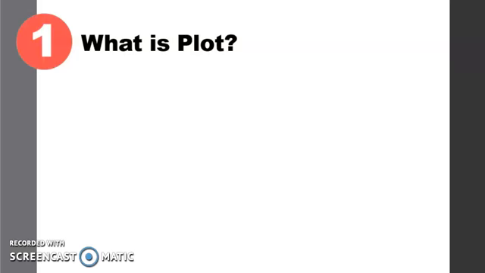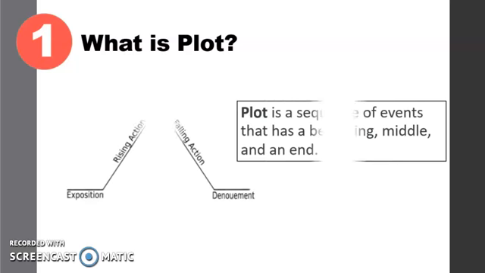So, let us answer the first question. What is plot? You have learned in your creative writing class in the previous semester that a plot, or plot structure, is inherent in fiction. As we all know, a plot is a sequence of events that has a beginning, middle, and an end. Now, plot is a pattern of actions, events, and situations showing the development of the narrative.